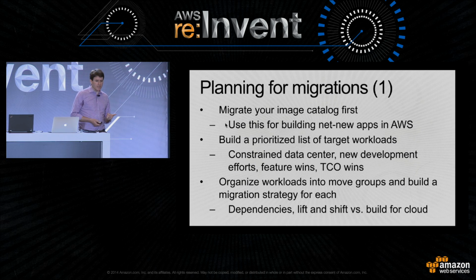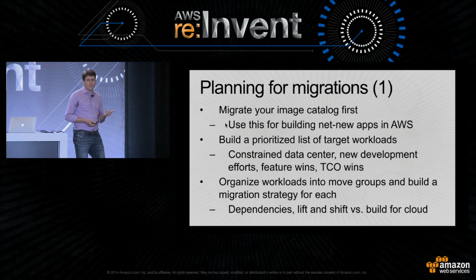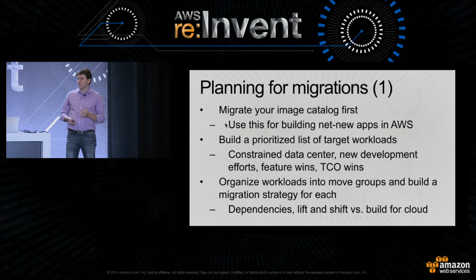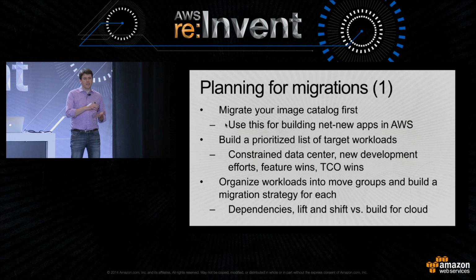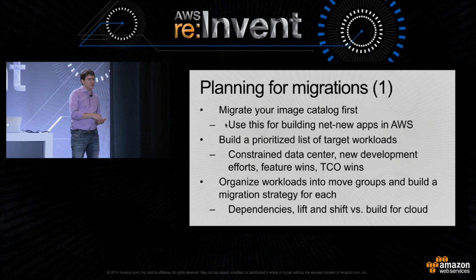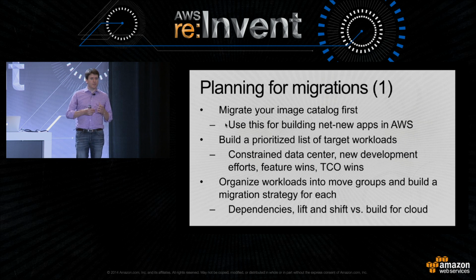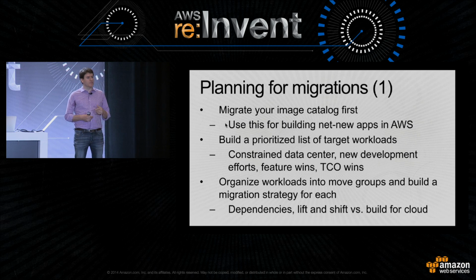So in terms of planning, there's one very obvious first step that I would suggest to pretty much all of you that are thinking about a migration, and that's to take your image catalog, your golden images, whatever the corporate approved RHEL image, Win 2012 image, whatever it is that you use as the basis for building all of your other images from. Take that and import that first, so that any developers, anybody who wants to do net new applications, has this catalog to start with.